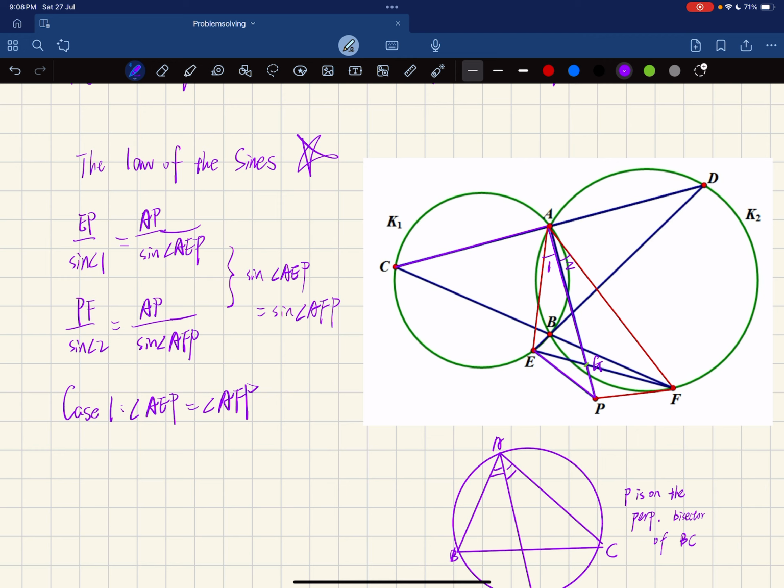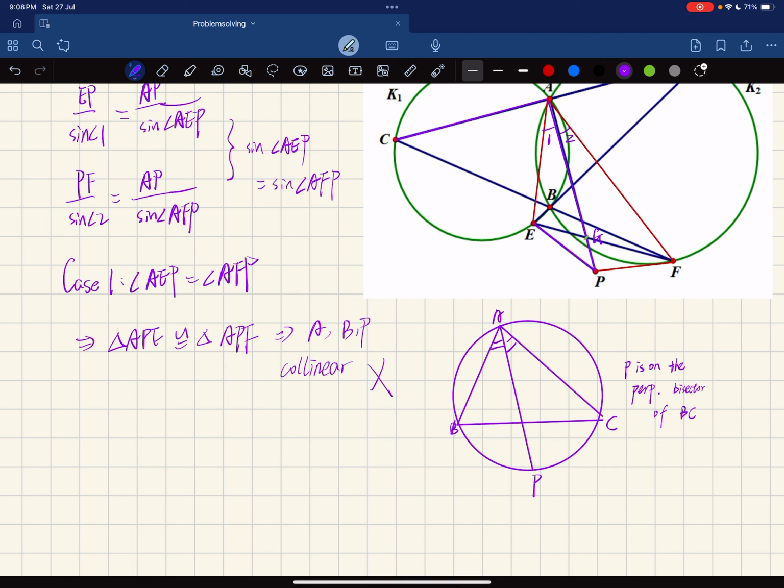So what does that lead to? Let me write it down. That will lead to triangle APE congruent to triangle APF. Oh, it comes again. That leads to ABP collinear. It is the same as the condition that we assumed in problem 1. So that is not available. Right? It is wrong. It can't be proved.